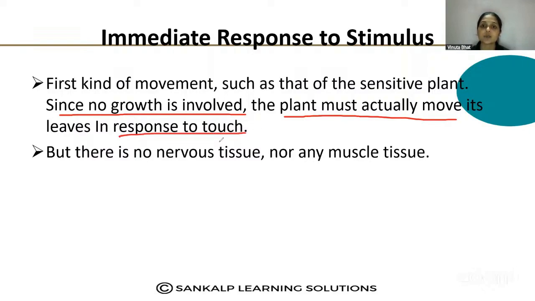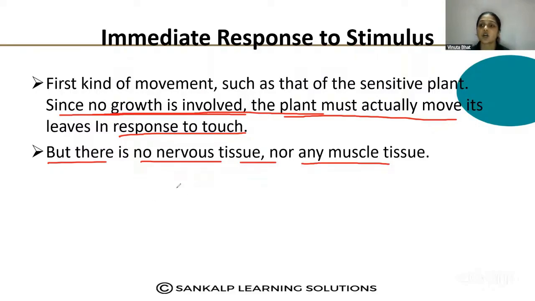So that is the response to the stimulus. So the movement that the plant shows here is the response to the stimulus. Here no growth is involved in this, okay? But there is no nervous tissue, nor any muscle tissue. In the plant's body there is no nervous tissue or muscle tissue, but it causes the movement.